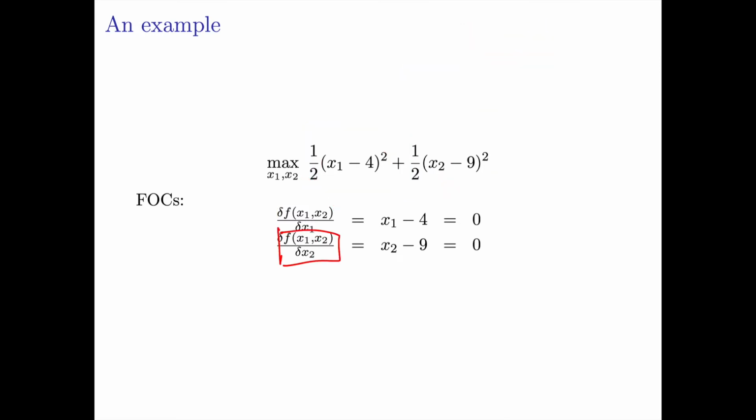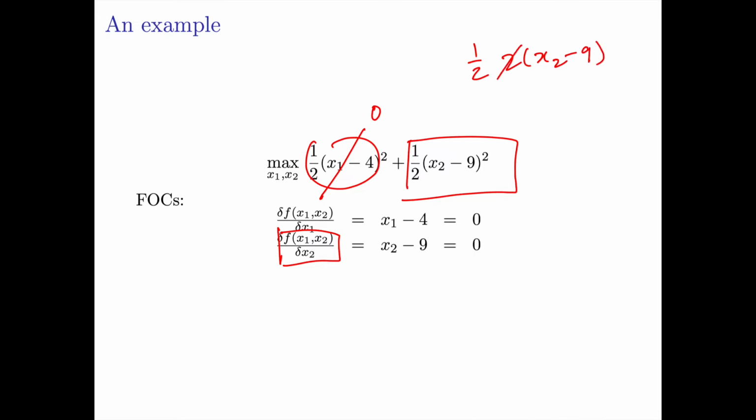We do a similar exercise to calculate the partial derivative with respect to x2. The first part is a constant because x1 is treated as a constant when we're trying to calculate the partial derivative with respect to x2. And when we take the derivative of this with respect to x2, it's 1/2 times 2 times x2 minus 9. The 2 and the 2 cancel again, and we're left with x2 minus 9. So we've got two equations and two unknowns.